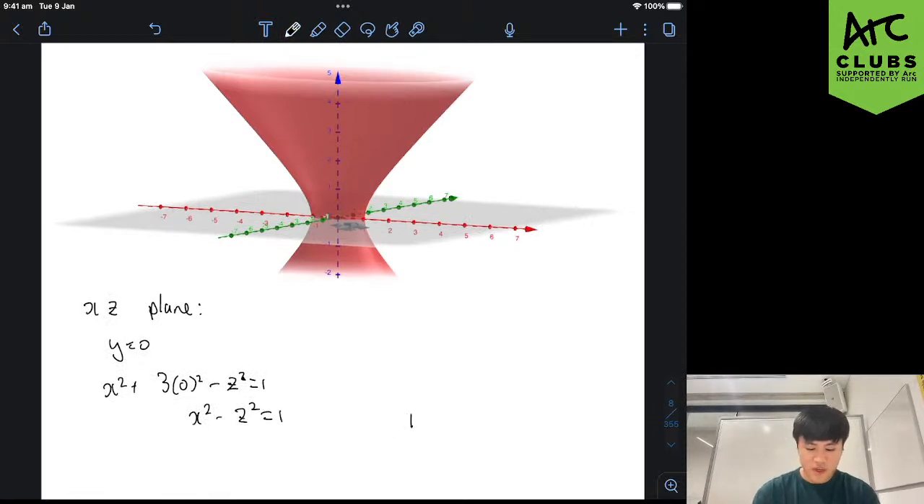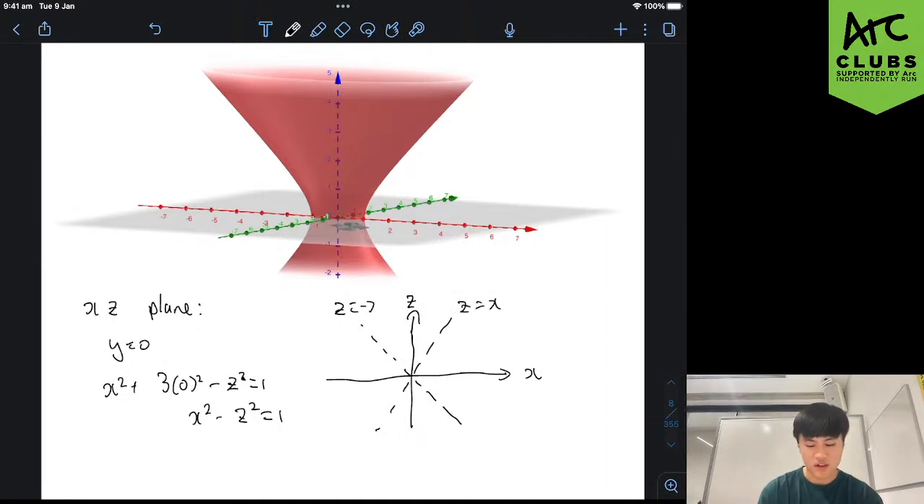So you guys should be familiar with what this actually is, and this is a graph of a hyperbola. And it would just have asymptotes, if we have the zx plane, at z equals x and z equals negative x, and our hyperbolas will just look like such. And the intercepts are 1 and negative 1. Alright, so this is the intersection with the xz plane.